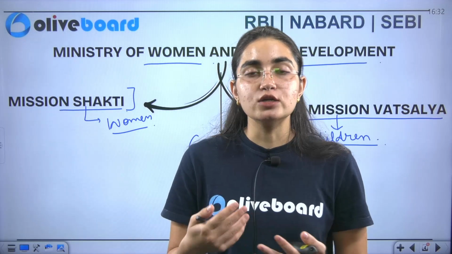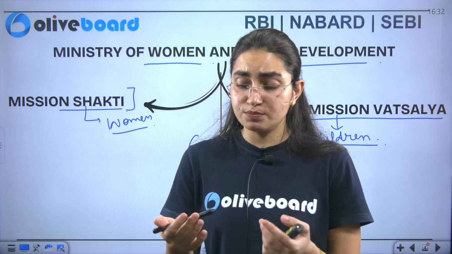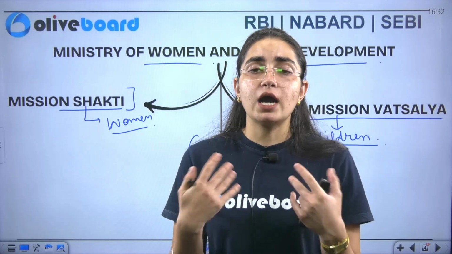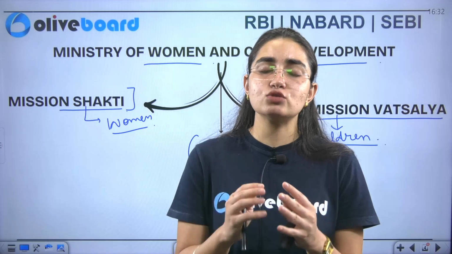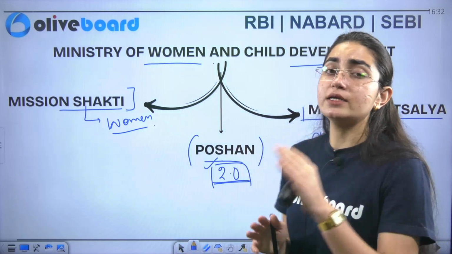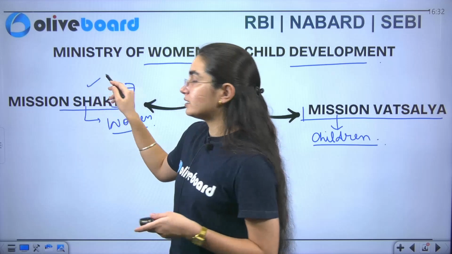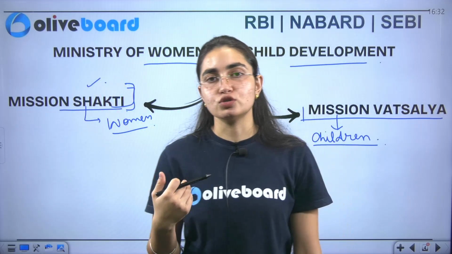Then you have your girls, adolescent girls, taking care of them too, specifically covering each and every sector, as in health care, then the food system. So who will take care of all these things? The government under your Poshan 2.0. So today we'll see only Mission Shakti, and then in the coming videos we'll see the rest of the missions also.